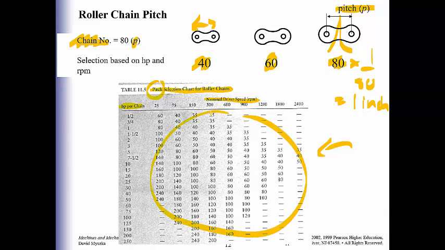So very useful aspects that are going on there. So just keep in mind that all these numbers here refer to that number times 1 over 80 to actually get the pitch value of your chain.